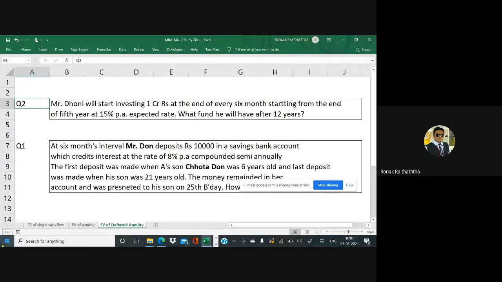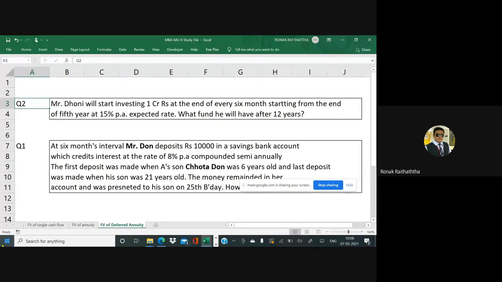Okay, so Mr. Dhoni will start investing 1 crore at the end of every 6 months, starting from the end of the 5th year at a 15% per annum expected rate. What fund will he have after 12 years?